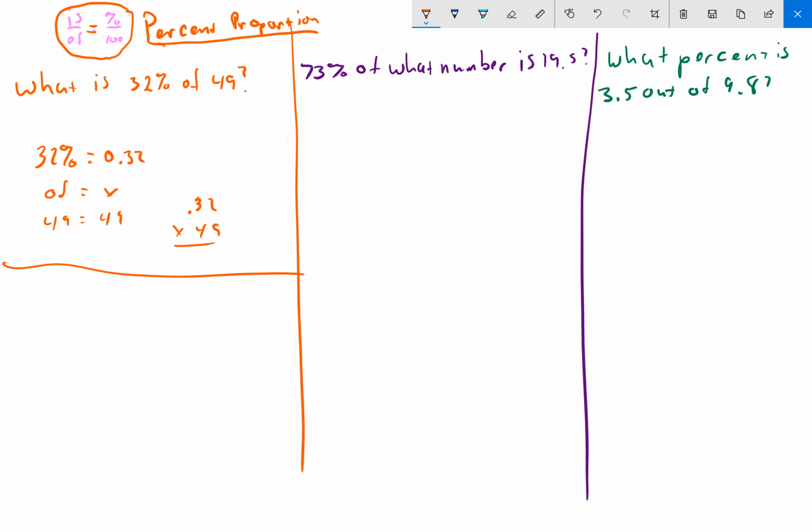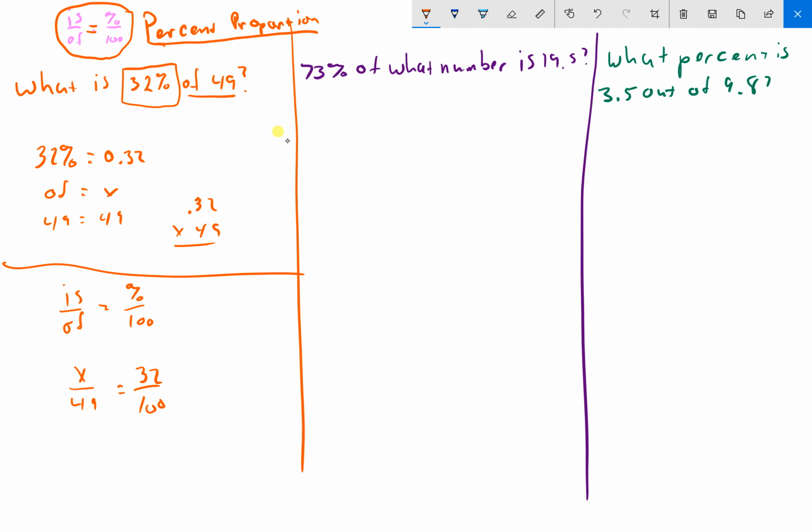What is 32% of 49? All right, so here I'm saying what is. I don't know what my is. So is over of equals percent over 100. Now, I do know what my percent is, so I'm going to say, well, my percent was 32%. So I'm going to put 32 over 100. Of 49. Oh, so I know what my of value is, so it's going to be 49. And my is what I was confused about.